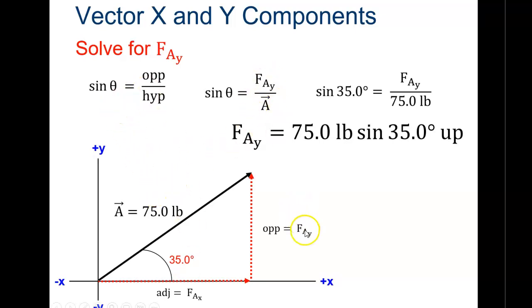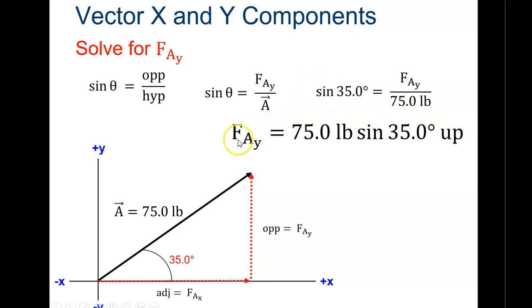I'm going to say that opposite is FAY, and then hypotenuse is the vector A. So we have this value, 75. We have theta, 35. We don't have the opposite. We don't have FAY. So we're going to get FAY by itself by taking this 75 pounds and moving it to the other side of the equal sign. It was divided. Now it's multiplication.